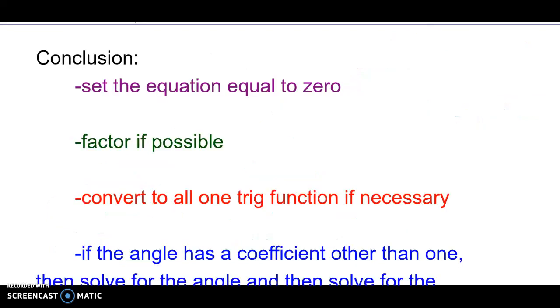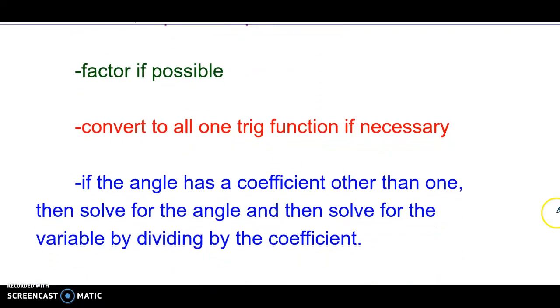All right, so just as a conclusion here, make sure we set the equation equal to 0. Don't divide by variables ever. Factor if it's possible. If it is possible to convert all to one trig function, that would be great. And then if the angle has a coefficient other than 1, solve for the angle and then solve for the variable by dividing by the coefficient.